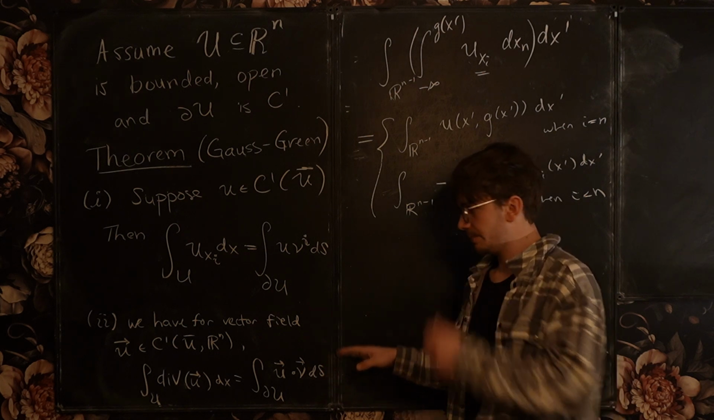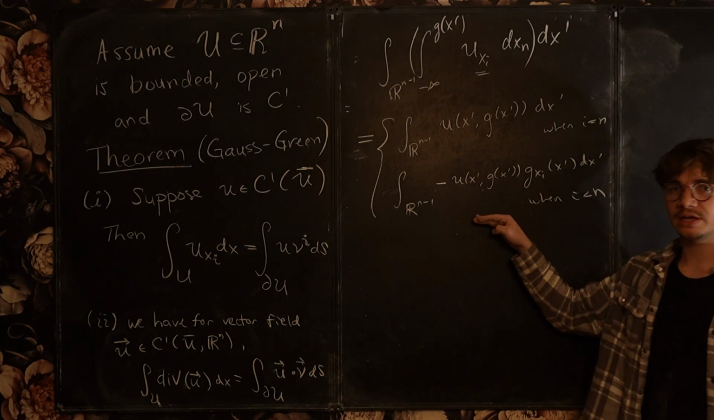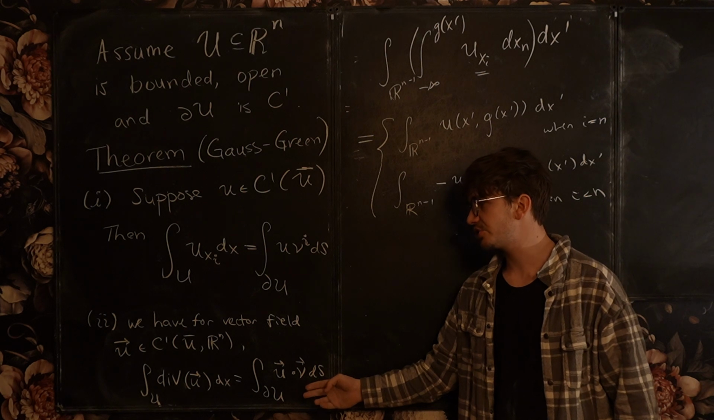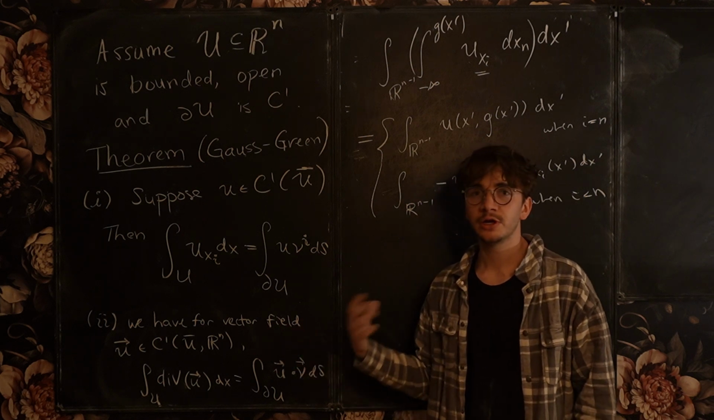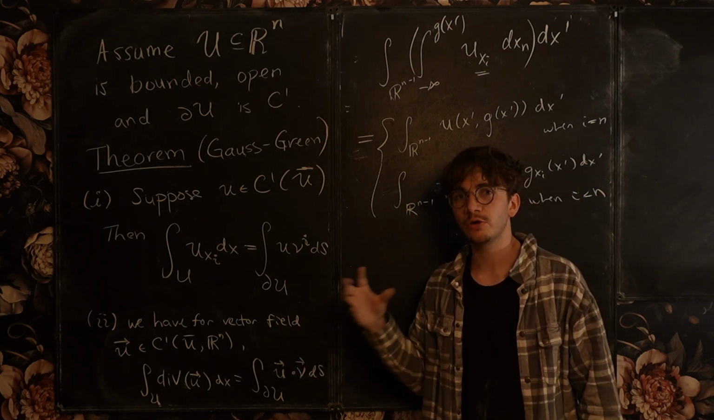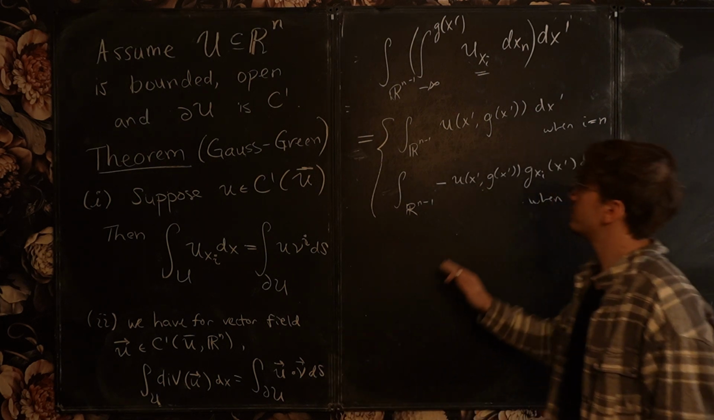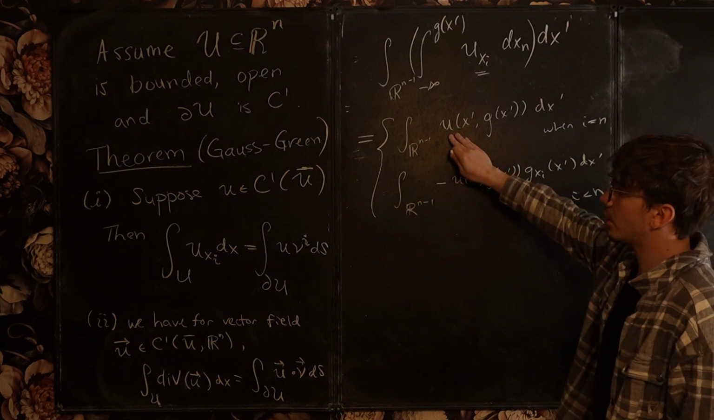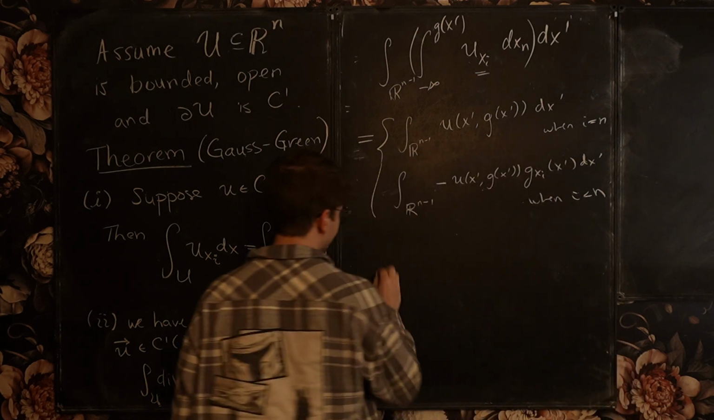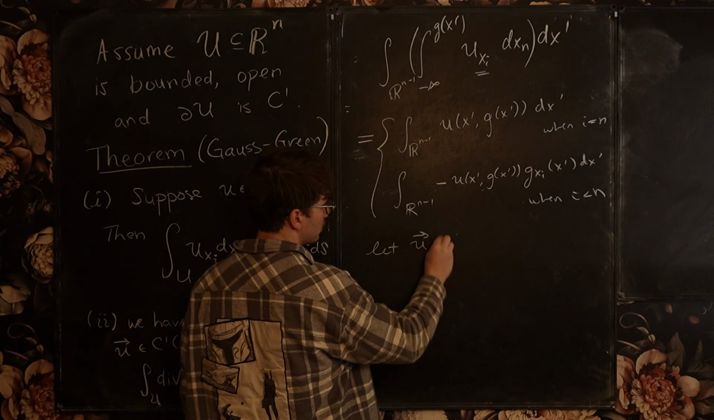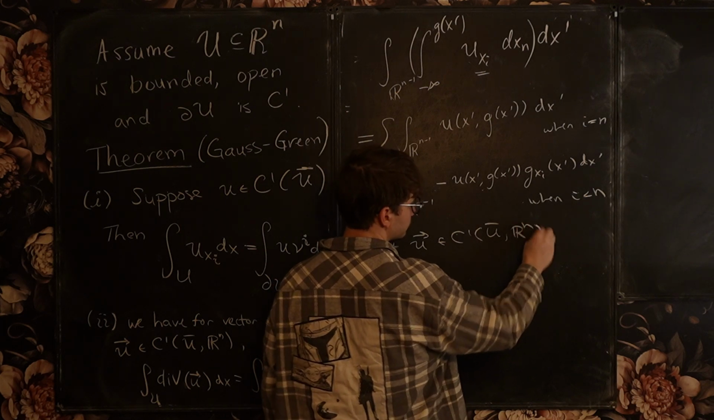We're almost done, actually. And then you'll see that this result gives us an easier route to proving case 2. And then as I discussed previously, case 2 implies case 1 by choosing a vector field which is non-zero only in one component. All right, so here's the idea: we know that this is true for an arbitrary function u which is C1. So now we're going to let u be a vector field. So let u within C1 of u closure, R^n, be a vector field.